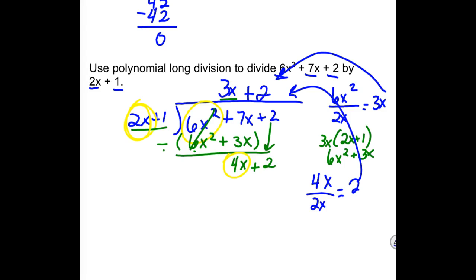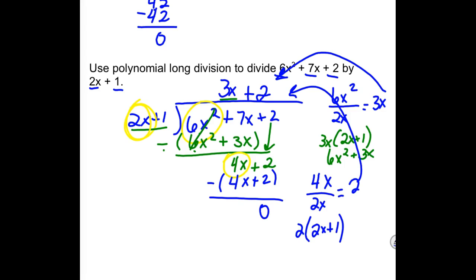Then we take 2 times the whole thing. What do we get if we take 2 times 2x plus 1? All right, and that goes under here, and we subtract. 4x minus 4x is gone. 2 minus 2 is 0. We have no remainder.